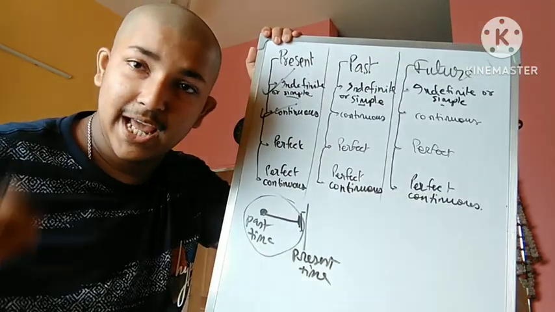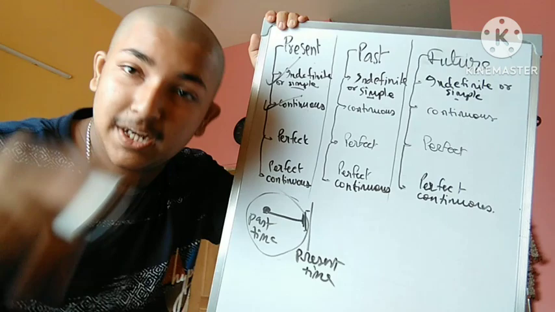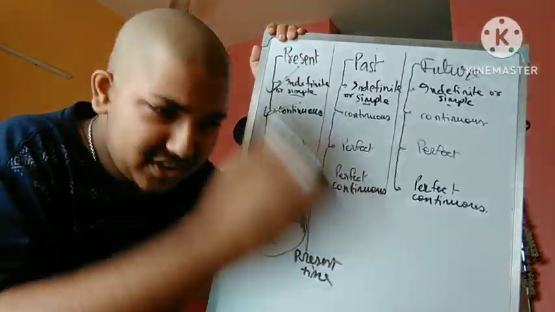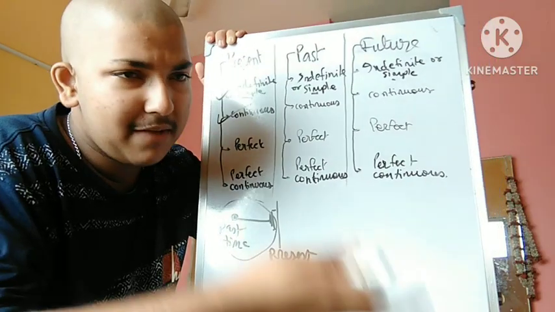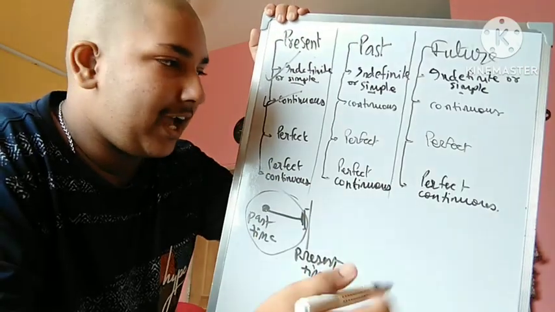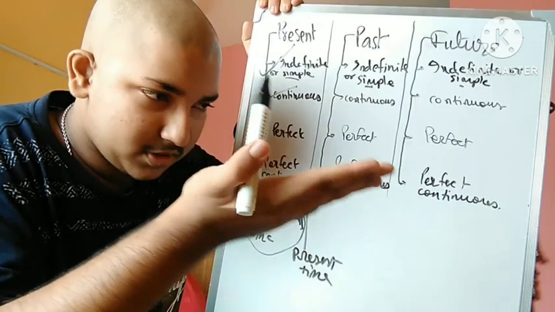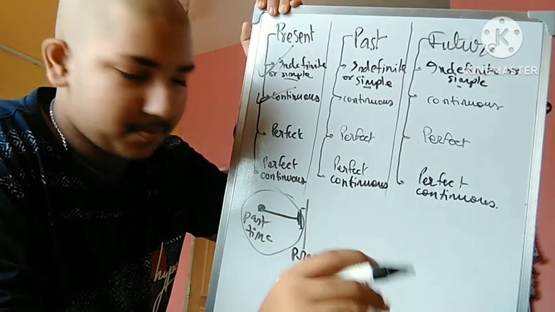Something is already perfectly done in the present. Just done. I have just arrived at Delhi. I have just drunk my water. Always V3 will be used. I have just done this. She has just done this. This kind of thing.